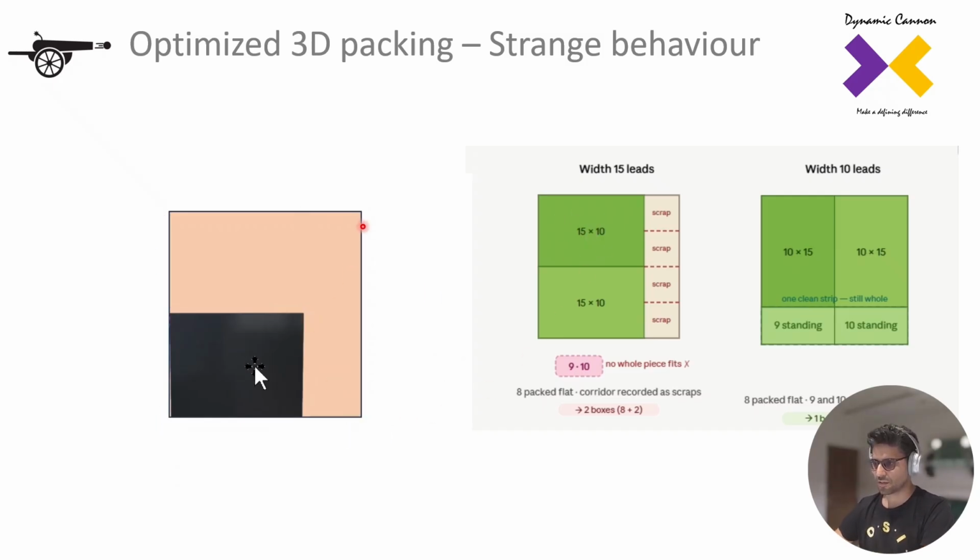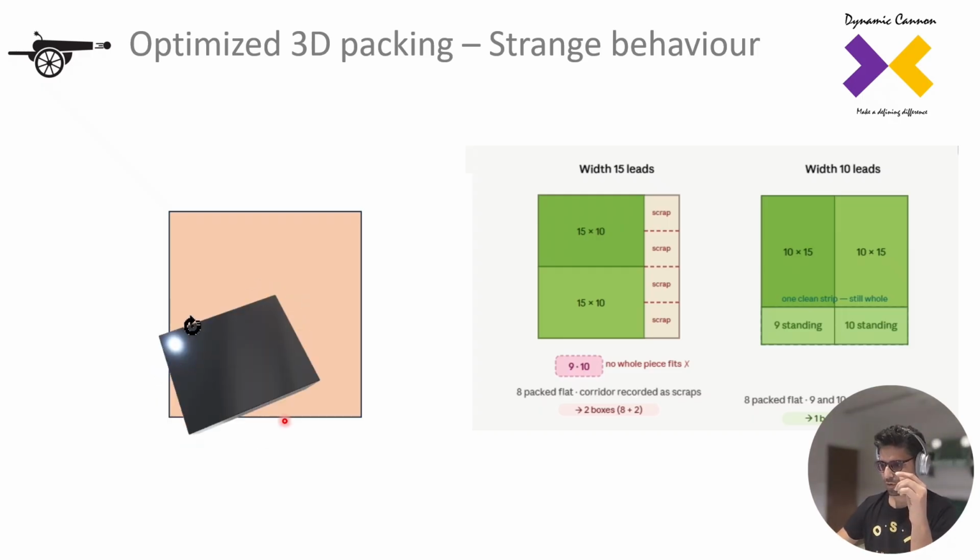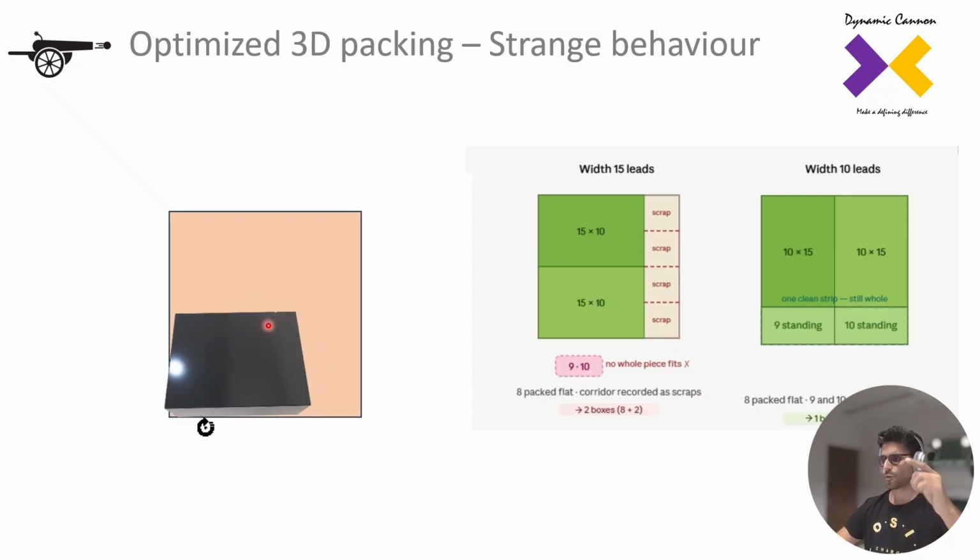So if you see over here, this is the box and the black part is the slab. Now you see this is the width 15 and the box is 20. So there is a gap over here of 5. But the system is only rotating the box across width. So this is the position of how it is packed right now. But the system is trying to rotate it across width to see if I can fill the gap.